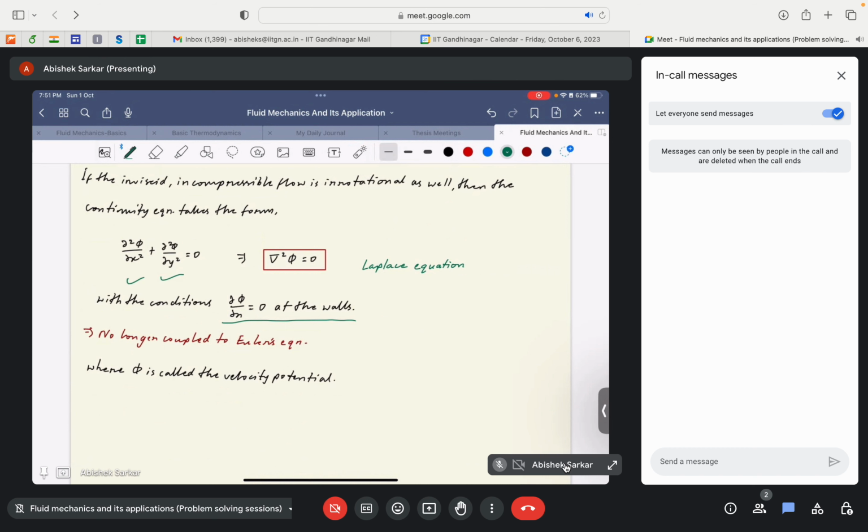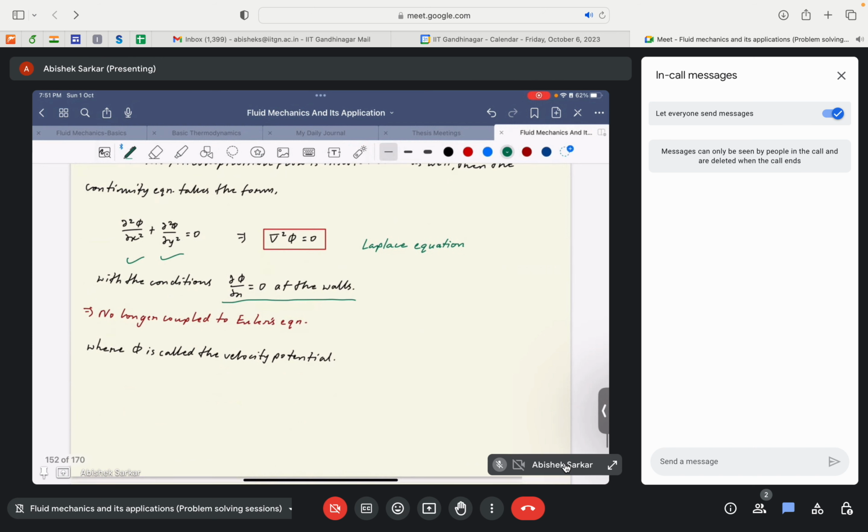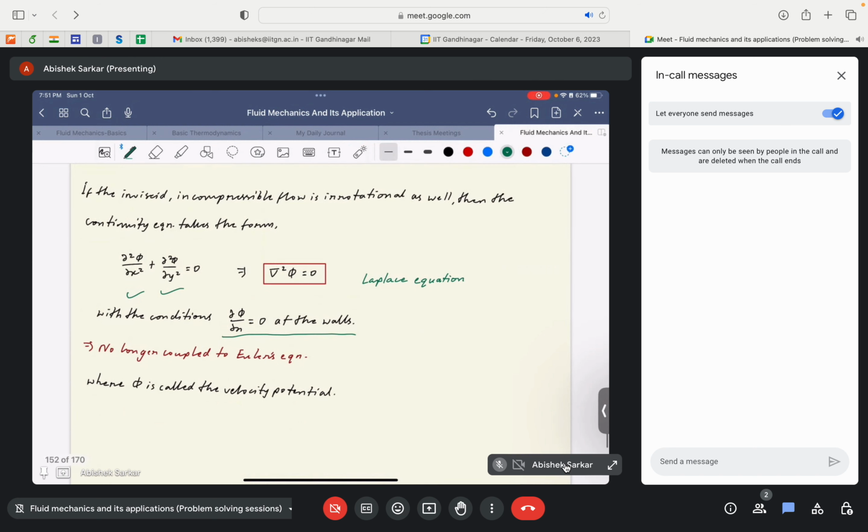There is one boundary condition, the no penetration boundary condition, on each and every surface. So this condition has to be satisfied. Now we can see that, if we are able to, now this is very important. Okay, that's why I want to emphasize it a lot.